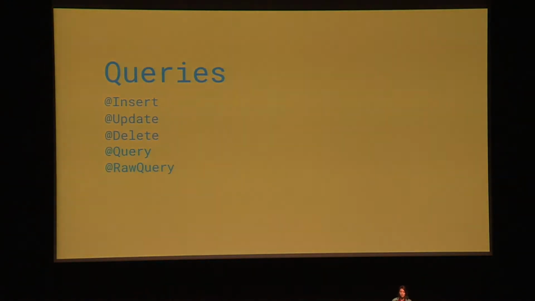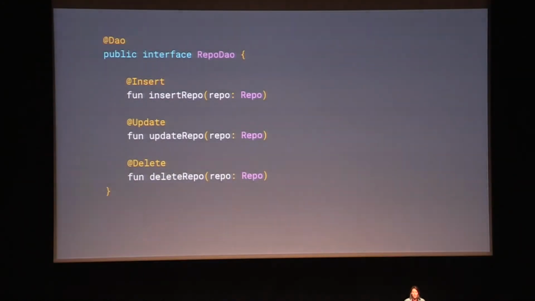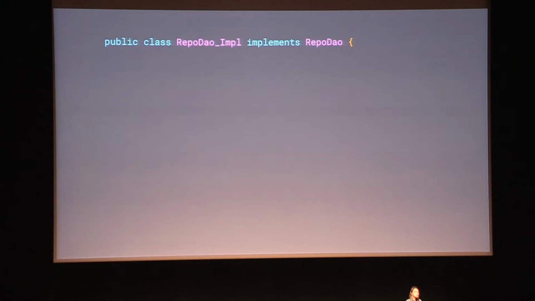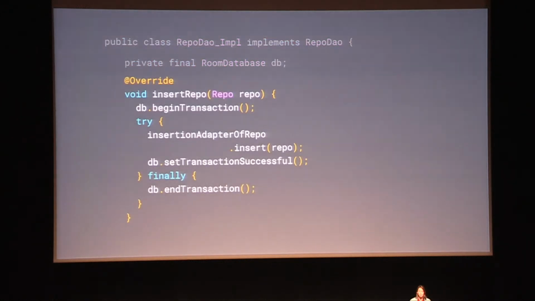Then in terms of queries, Room provides 5 different options: insert, update, delete, query, and raw query. So we'll start looking at insert, update, and delete, because these are pretty much the same under the hood. OK, so in our DAO interface, we would define insert, update, and delete. Let's see what Room does for us. So Room creates the implementation of this interface. And here, it will work with an instance of the Room database. And this Room database is actually the one that you defined in your application. And then, in the implementation of our method, it will do all the heavy lifting for us.